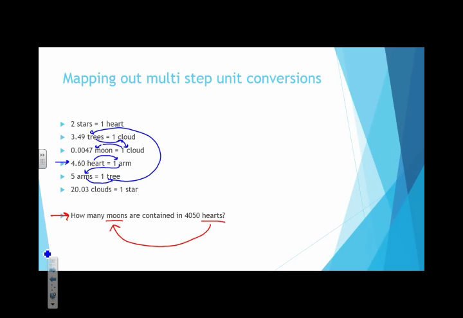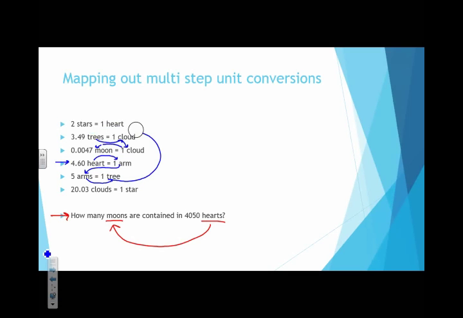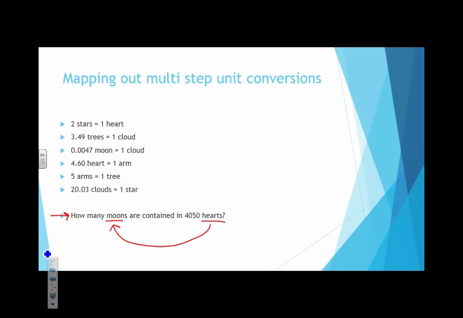So we have two different ways to do the problem. Since I just mapped out this second one, let's go ahead and do it that way. I'm going to erase this, and go back, and we wanted to go from hearts to stars. So we're going to start here. And I see that I've got 2 stars equal to 1 heart.